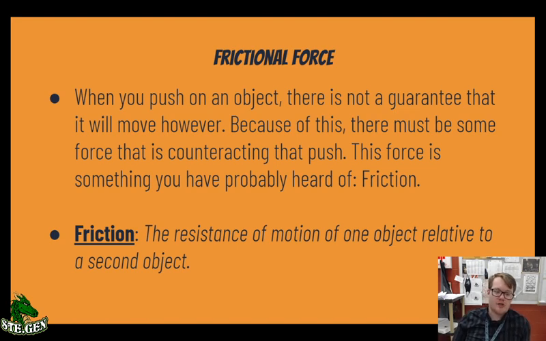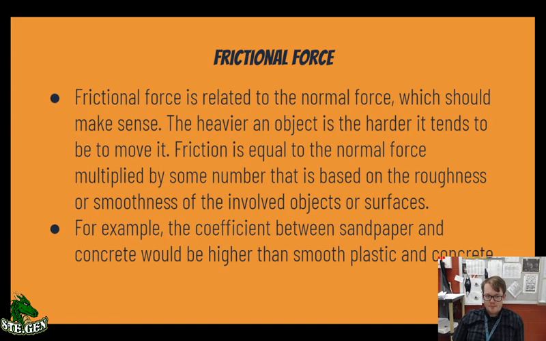It's called friction. Friction is the resistance of motion of one object relative to another object. In this case, it's the ability for this desk to resist moving across the tile floors here at the school. It could also be the resistance of my phone moving across my hand, this pen moving across this paper. All of those are examples of friction. It's how hard is it for object A to move across object B.